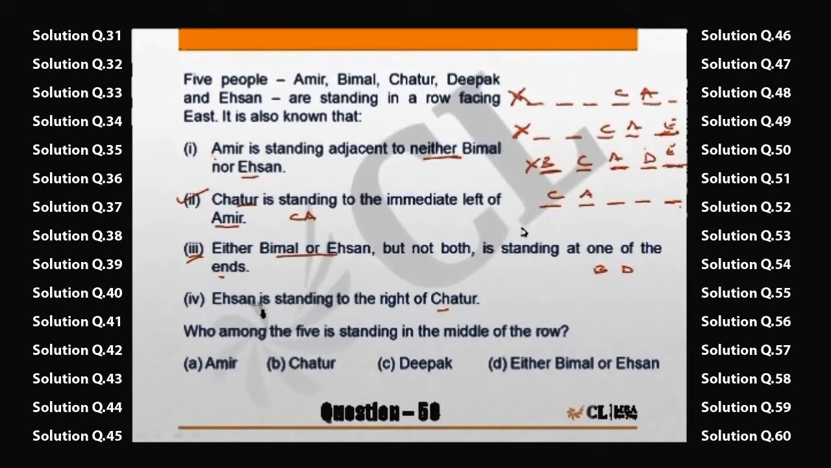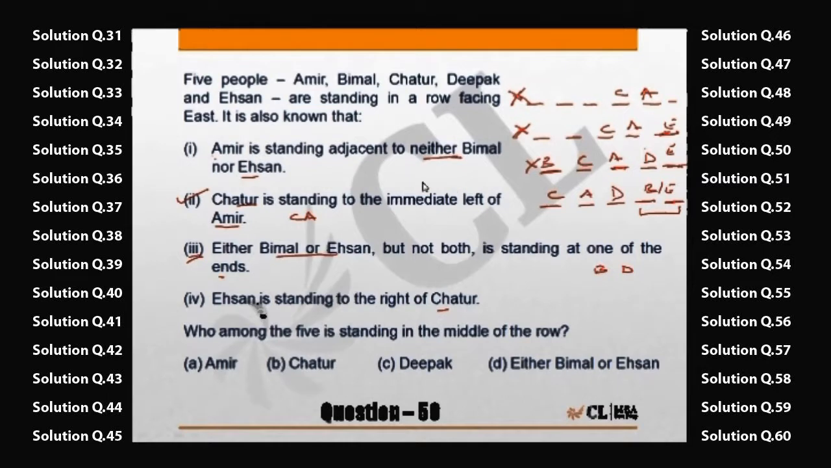Let us try to complete that arrangement. Now since B and E cannot be next to A, that means B and E will have to be here. B and E, that means it could be B here or B here, or E in one of these places. So these 2 places are occupied by one of them, which means this place has to be occupied by D.